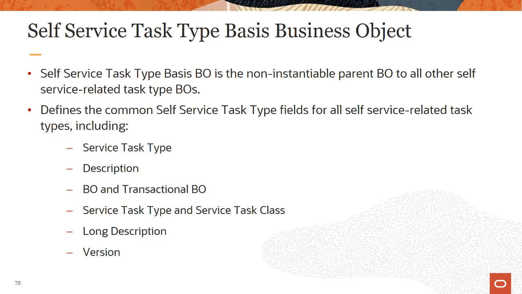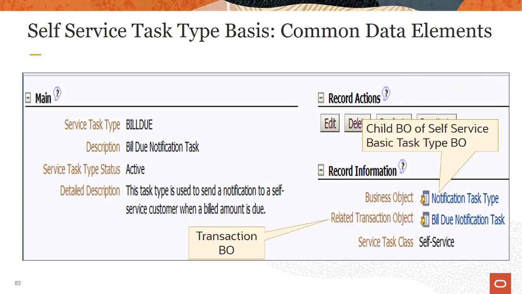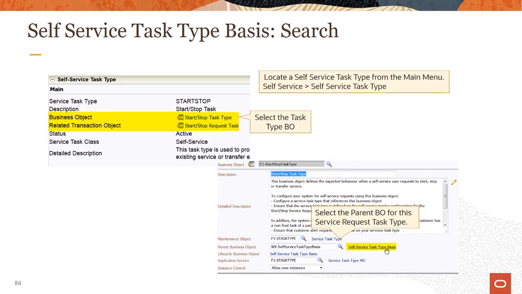Common information inherited from the self-service task type basis business object includes the task type, status, and task class, the description, and detailed description, the valid actions that are available for this task type, and the business object information, including the related transaction business object and the child business object of the self-service task type business object. To locate a self-service task type from the main menu, navigate to Self-Service, Self-Service Task Type, and expand the details of the relevant type.